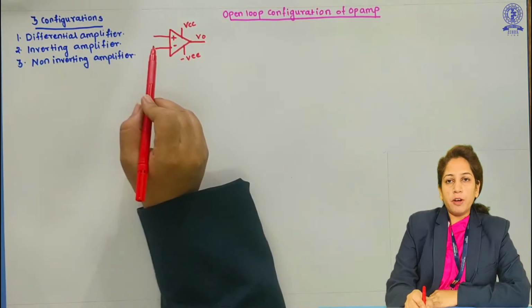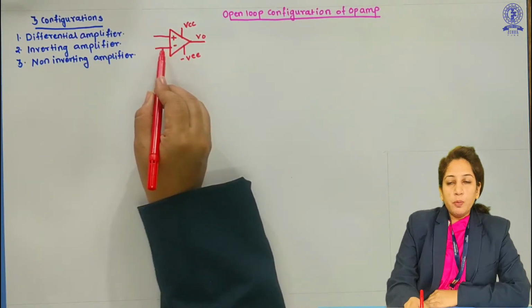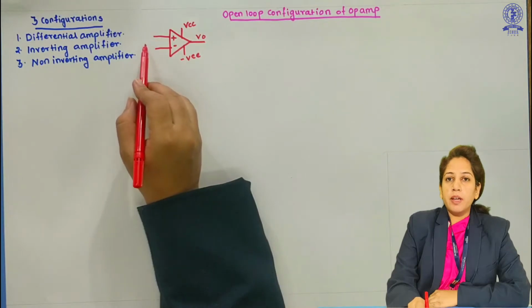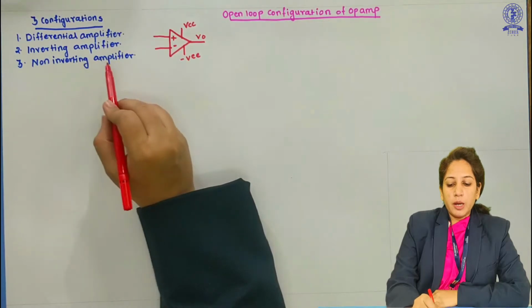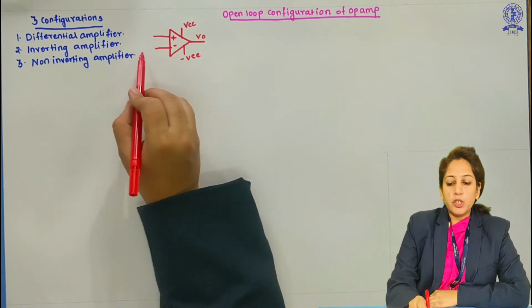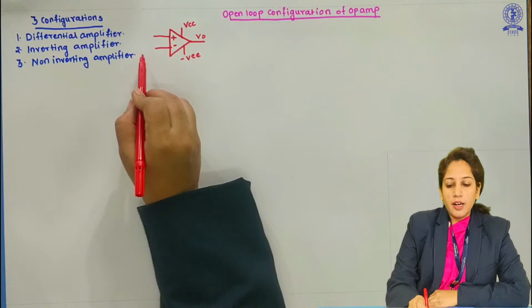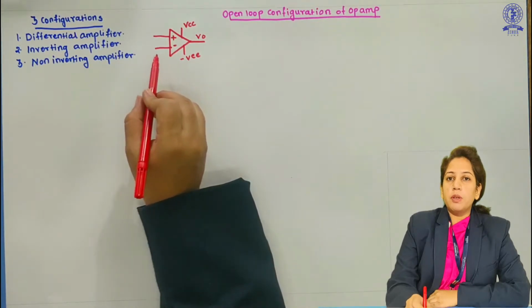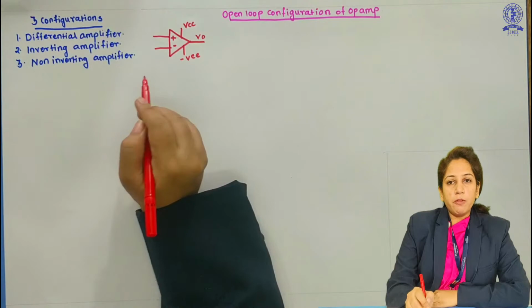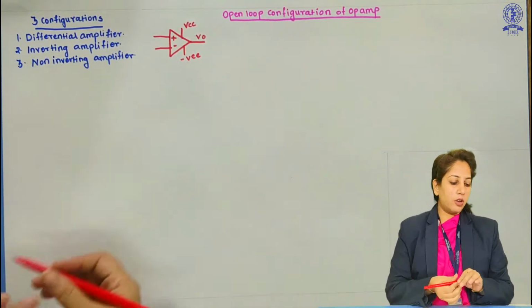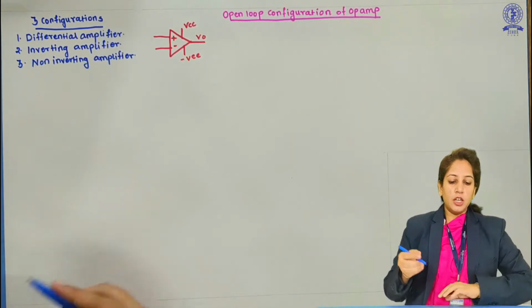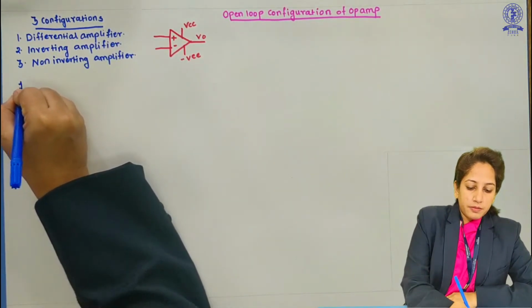In the inverting amplifier configuration, our input voltage source will be applied to the inverting terminal, and at that time my non-inverting terminal will be grounded. Similarly, for the non-inverting amplifier, I will apply the source voltage to the non-inverting terminal, and at that time my inverting terminal will be grounded. So one by one we will see the three configurations and also the proof for each. Now let's start with the first configuration, that is the differential amplifier.